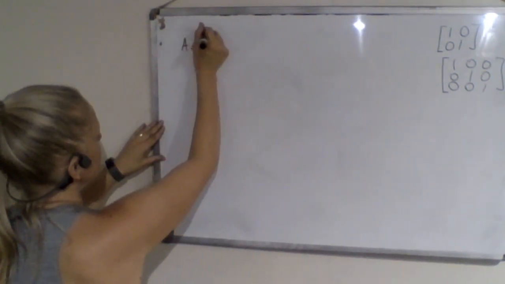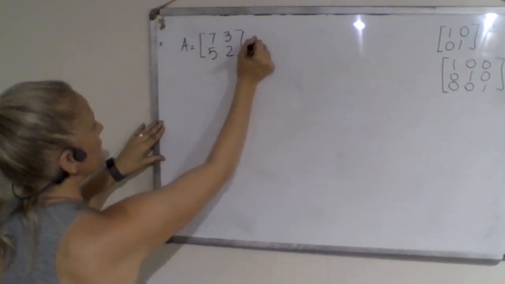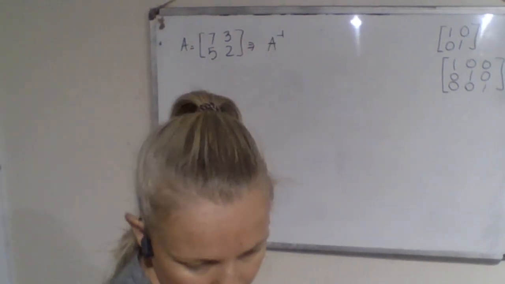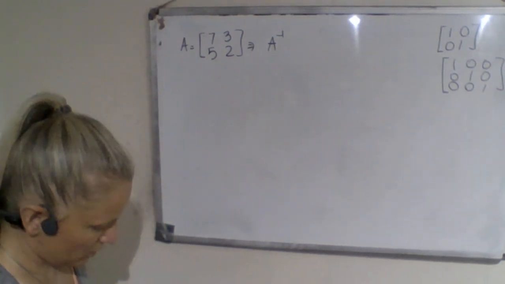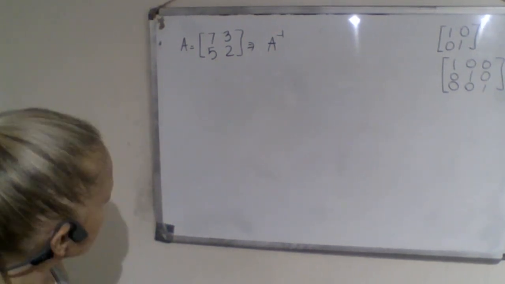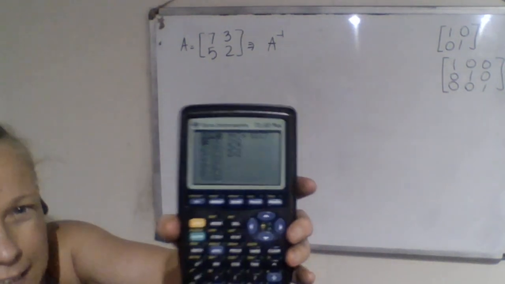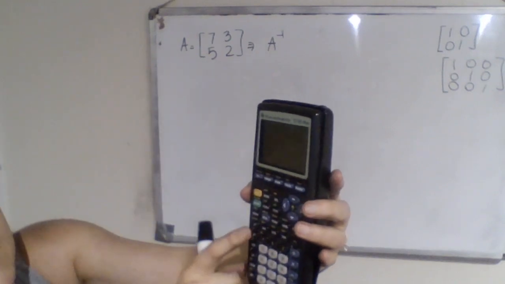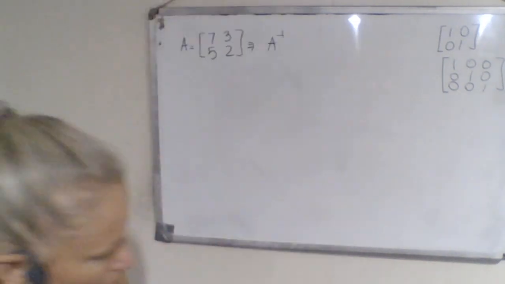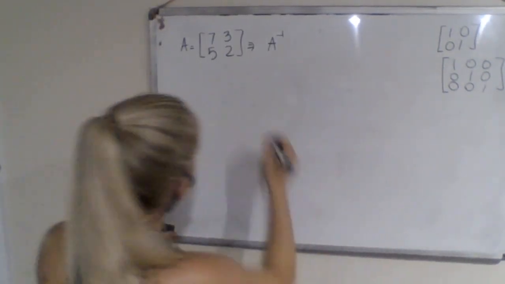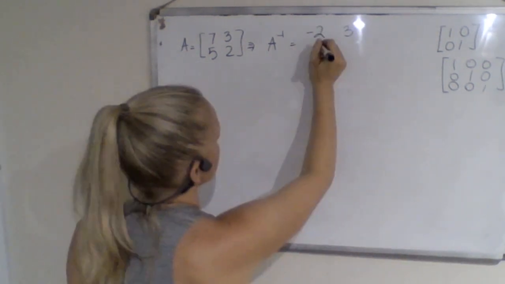If my matrix is 7, 3, 5, and 2, and I want to find A to the negative 1, I use my calculator. I go second matrix, move over to edit. This is a 2 by 2: 7, 3, 5, 2. Second quit. And then all I have to do is go to second matrix and say I want to work with matrix A, and I need it to the negative 1, remember? And then I hit enter. There is my inverse matrix. It's in the book. You can see it's correct. Negative 2, 3, 5, and negative 7.